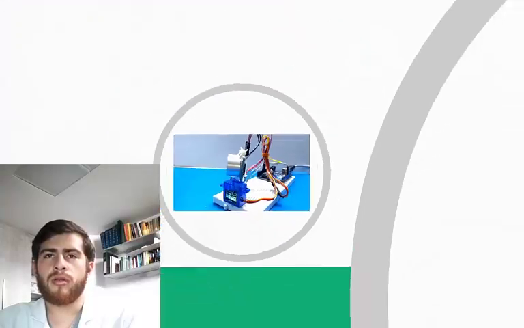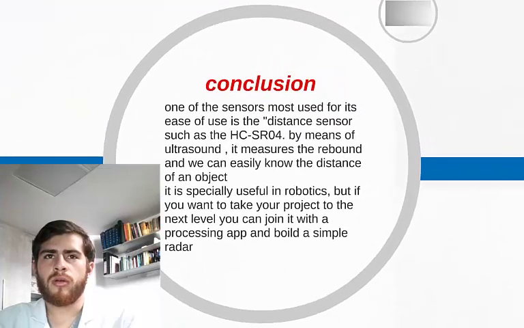One of the conclusions: one of the sensors most used for its ease of use is the distance sensor, such as the HC-SR04. By means of ultrasound, it measures the rebound, and we can easily know the distance of an object. It is especially useful in robotics, but if you want to take your project to the next level, you can join it with a processing app and build a simple radar.